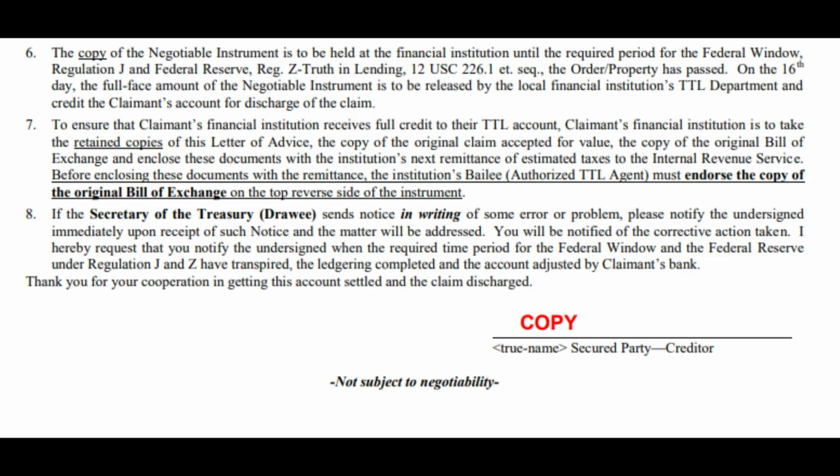Claimant's financial institution is to take the retained copies of this letter of advice, the copy of the original claim and accept it for value, the copy of the original bill of exchange, and enclose these documents with the institution's next remittance of estimated taxes to the Internal Revenue Service before enclosing these documents with the remittance, the institution's bailee. So you're going to send this in to them anyway, right?